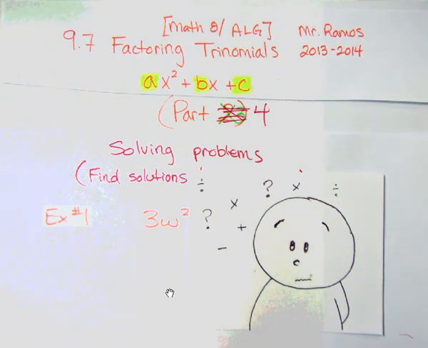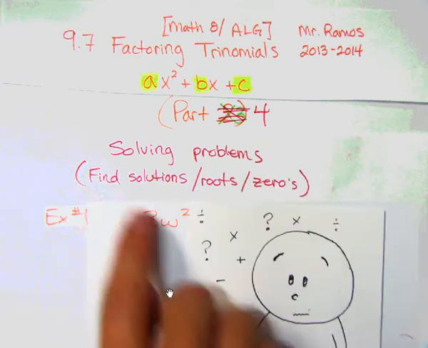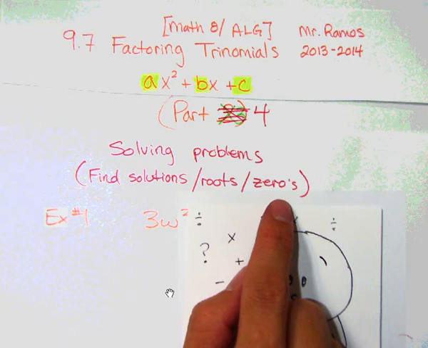All right, so this is part number 4, part number 4 on solving. This time we're actually not just going to factor the trinomial, but we're actually going to solve it. So how do I solve problems? How do I find solutions, sometimes called roots or zeros?